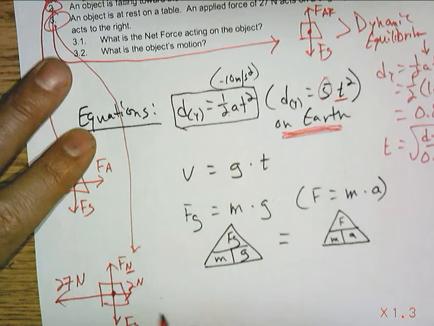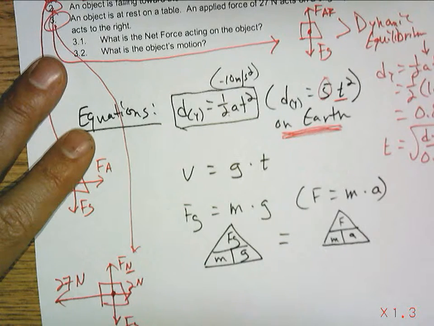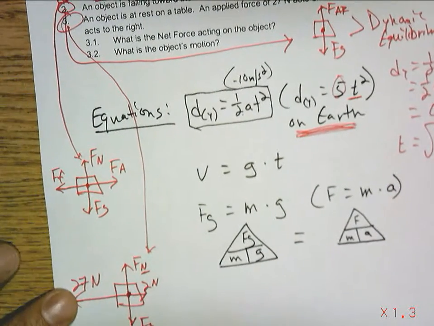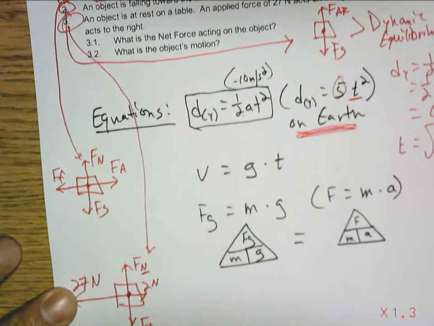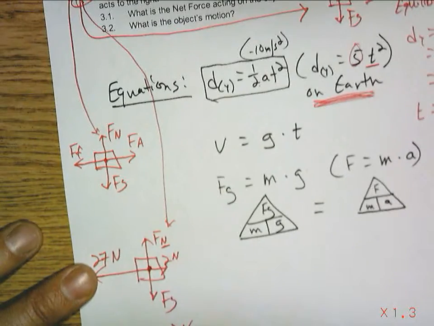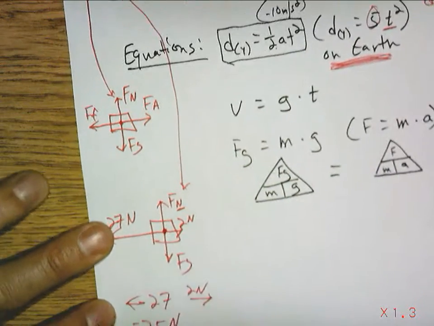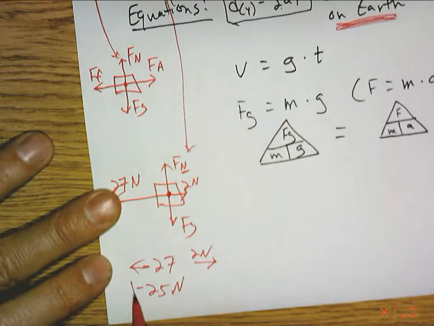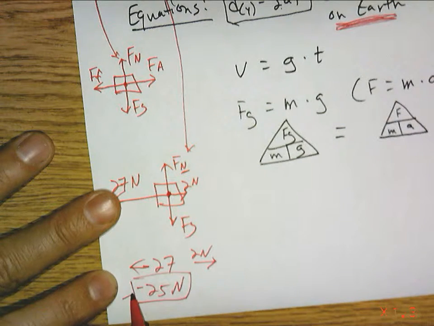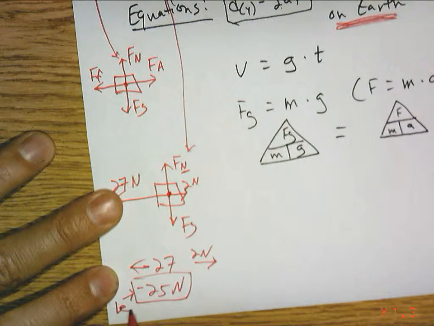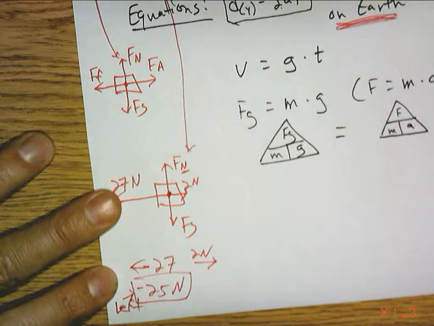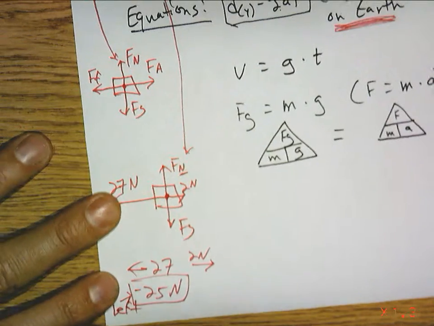Well, I have to find the difference between 27 newtons acting to the left and 2 newtons acting to the right. So this is going to be a net of 25 newtons acting to the left, which we define here as negative 25 newtons. So the net force, this negative sign tells me that it's acting to the left. So this is negative 25 newtons.